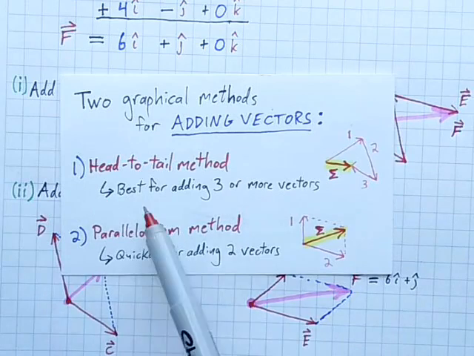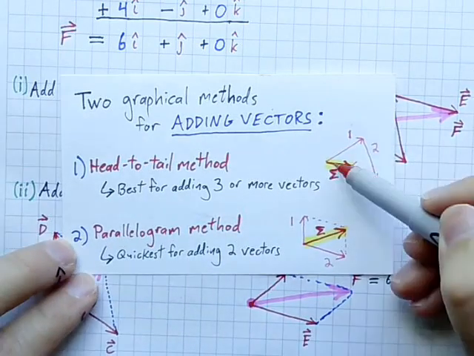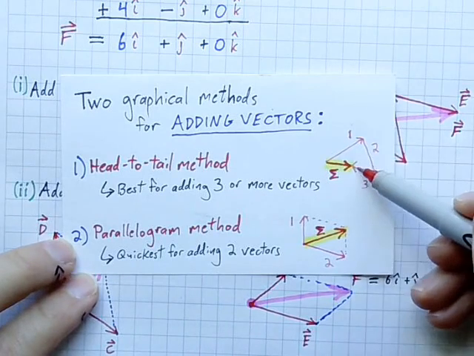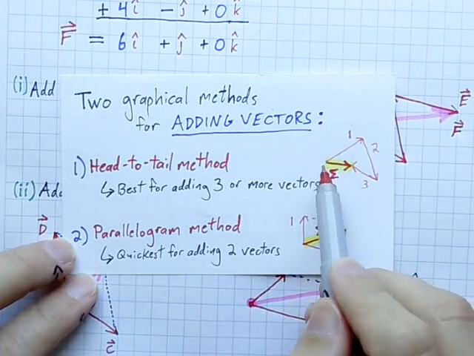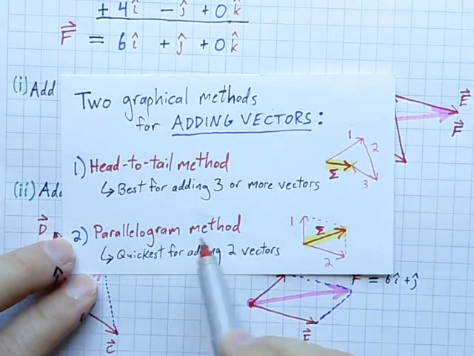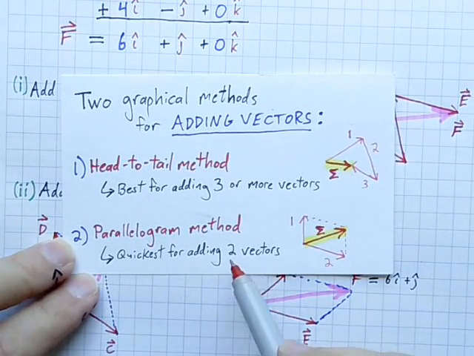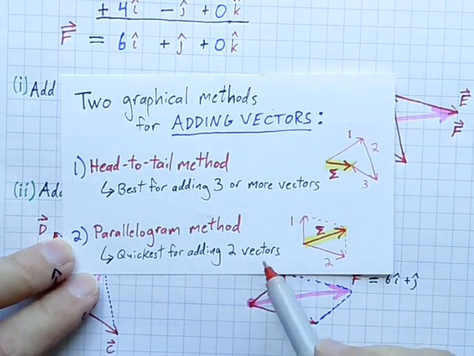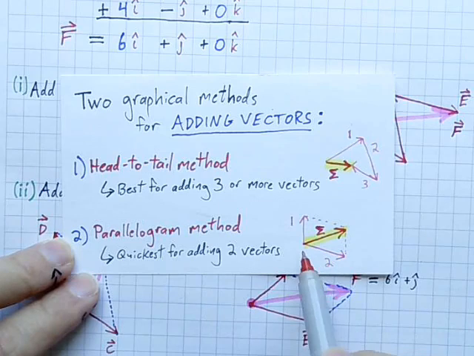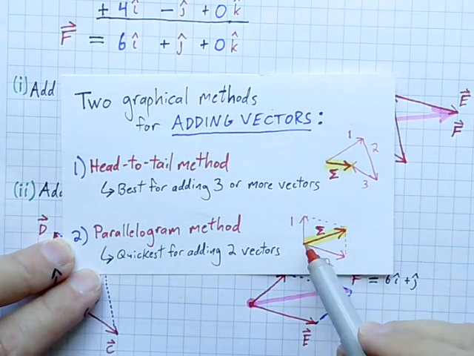So in summary, these are two graphical methods for adding vectors. Head to tail method is best for adding 3 or more vectors. We can make a chain of vector 1 plus vector 2 plus vector 3, and then from the very beginning of the chain to the very end of the chain is the sum of the 3 vectors. Or the parallelogram method, that's quickest if you have just 2 vectors to add, especially if you're in a free body diagram where the vectors are already tail to tail. So 1 plus 2 become the sides of a parallelogram. The sum of them points from this corner to the opposite corner.